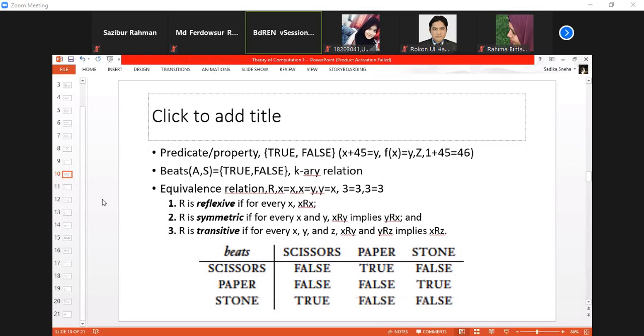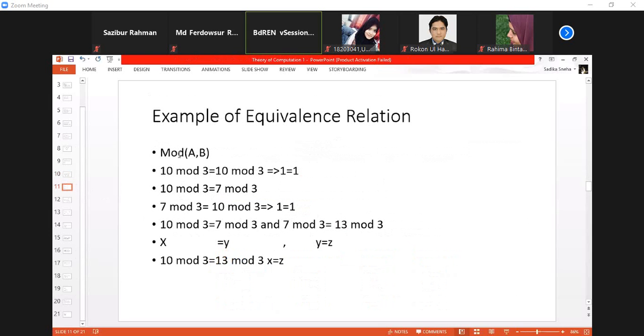So we apply this equivalence relationship using the mod relation, where we have used certain values, because we said some features, not all the values, will be the same. There will be some values which are going to be the same. So 10 mod 3 and 10 mod 3 is equal to 1 and 1.